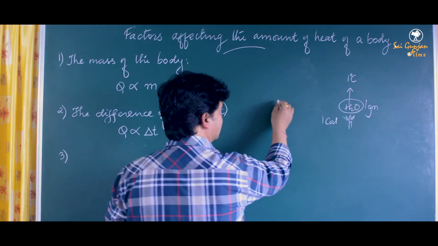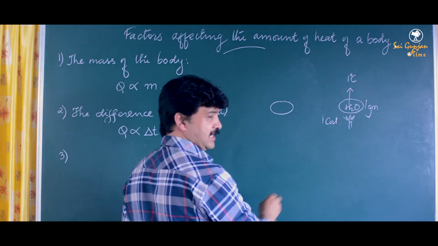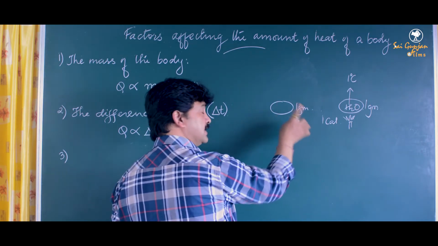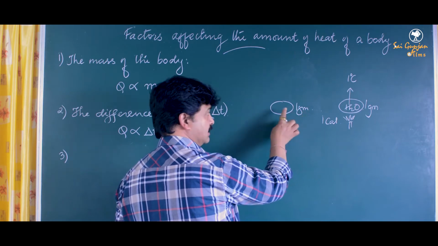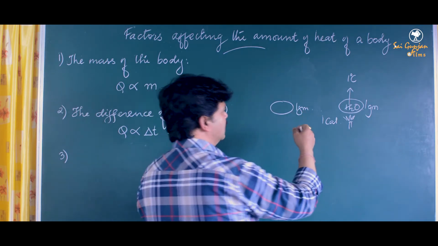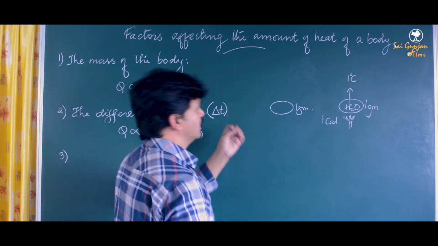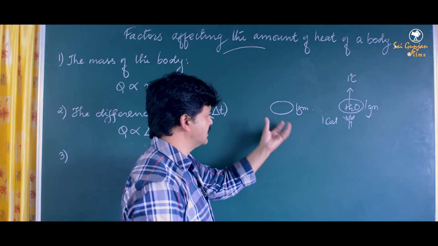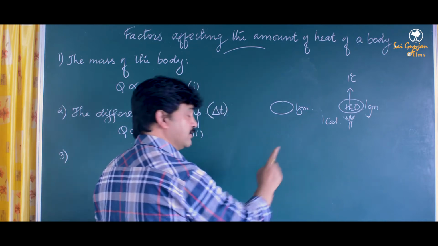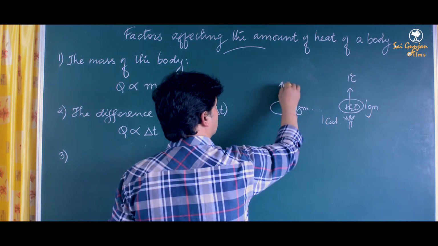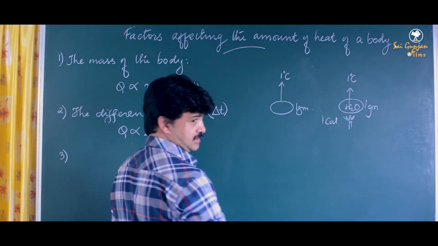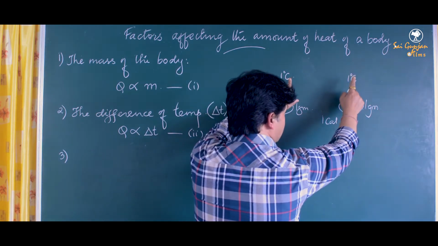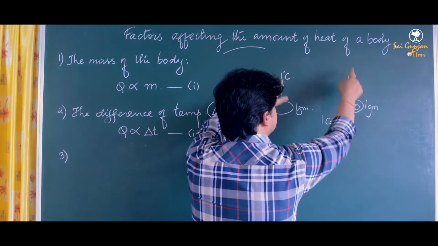Now if I take 1 gram of any other substance other than water, okay? So this is any substance. It can be gold, it can be silver, it can be iron, aluminum, any substance, or sand also, any substance other than water. Now for its 1 degree rise in temperature, look at this, both have the same mass, and in both the cases the rise in temperature is the same.